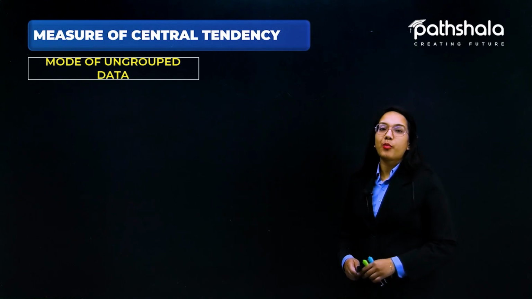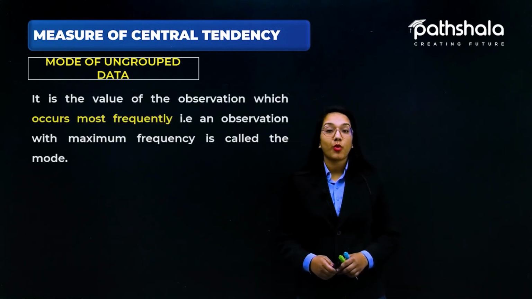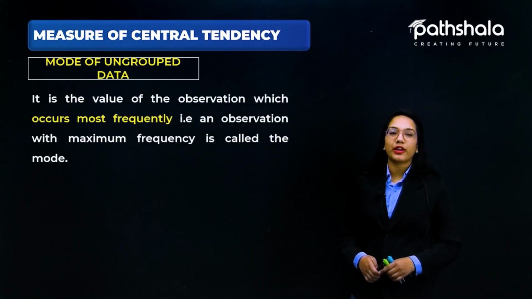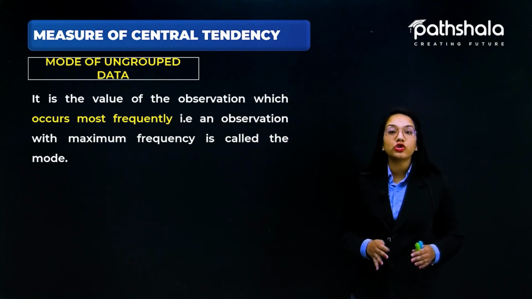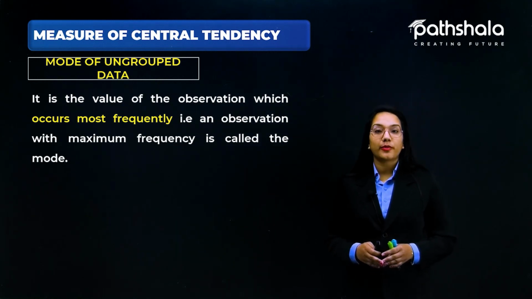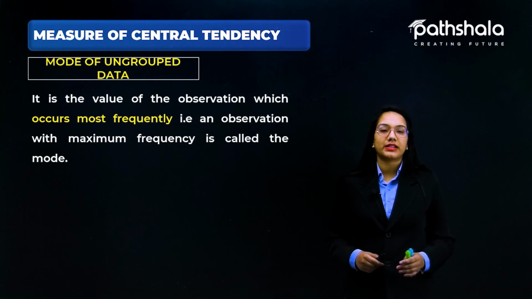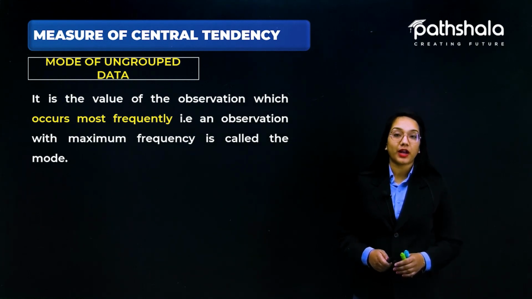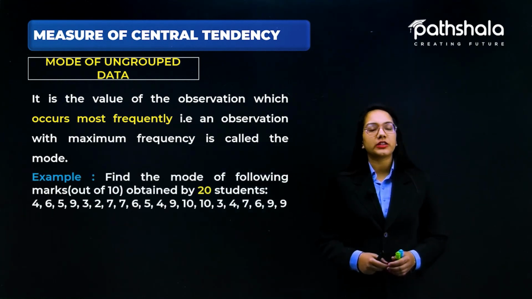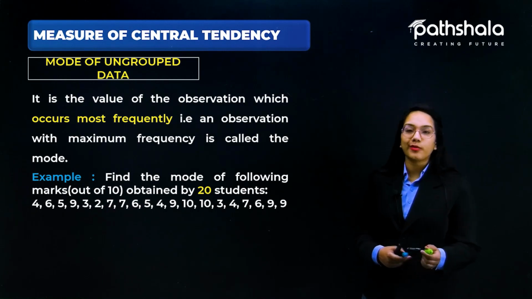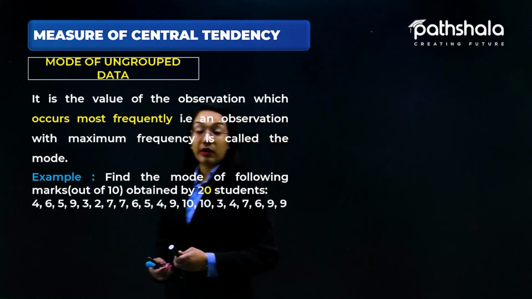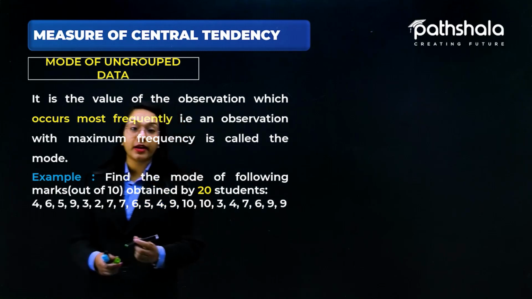Now let's see the mode of the ungrouped data. What is the mode of the ungrouped data? It is the value of the observation which occurs most frequently, that is, the observation with the maximum frequency. Let us suppose we have an example: find the mode of the following marks out of 10 obtained by 10 students.